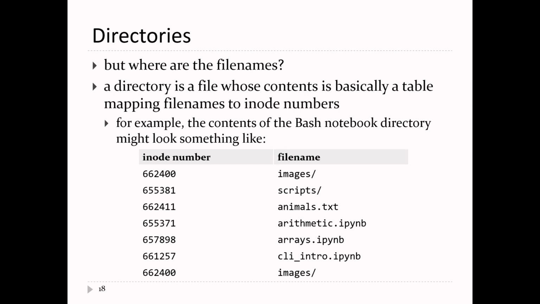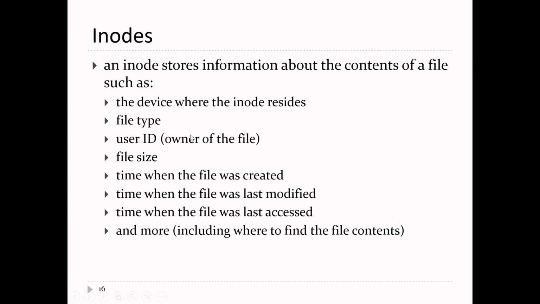What's not in the inode list here? One of the things that's not in that list is the name of the file, which seems very weird. If I'm storing information about a file, where is its file name? It's not in the inode.